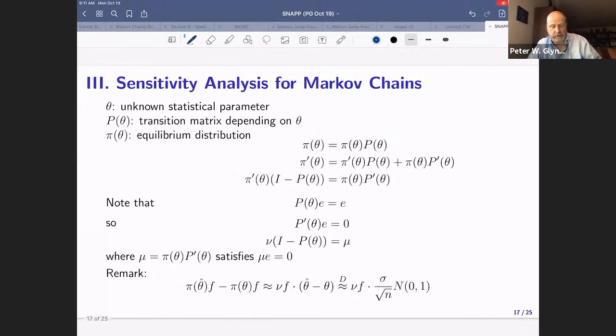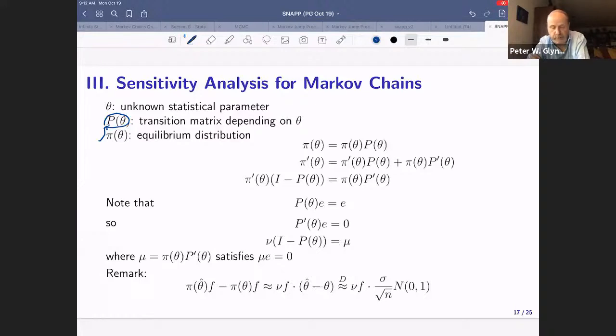Okay, that was the first of these applications of Poisson's equation I wanted to talk about. Now let me talk about the second application. So this involves the measure valued version of Poisson's equation. Now we're going to apply this in the context of a statistical problem. So let's imagine now that theta is some unknown statistical parameter that drives the dynamics of the Markov chain. That means, of course, that P of theta, the transition matrix, or in a continuous state space context, the transition kernel, depends on the unknown statistical parameter.